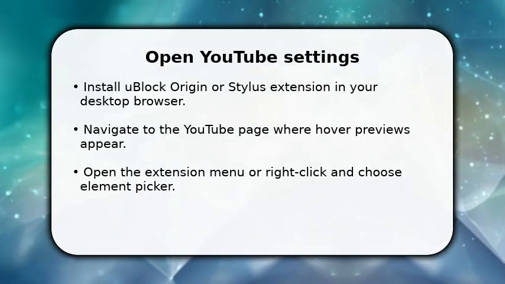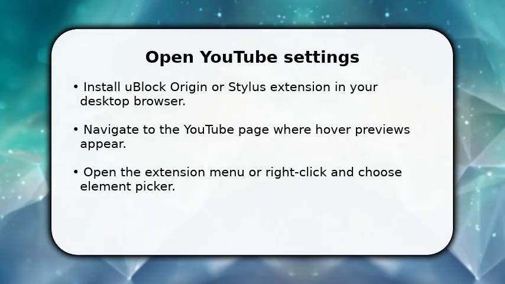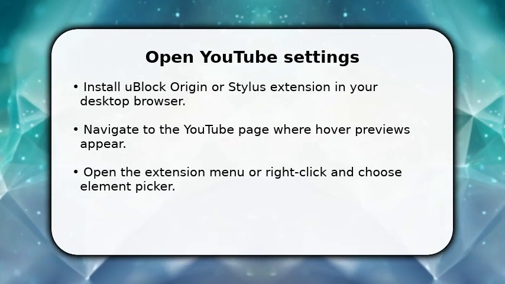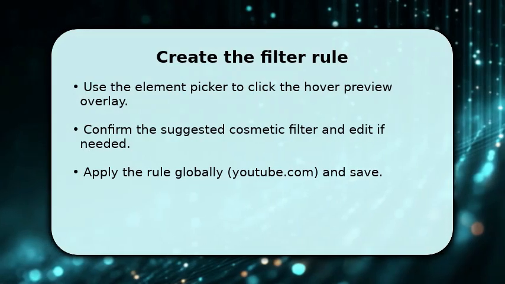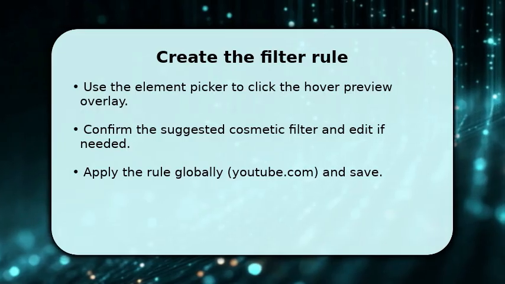This step locates the exact DOM element so you can block or override it. Don't skip straight to rules without picking the element first. Once you've selected the preview overlay, the extension will suggest a cosmetic filter string. Edit it minimally to scope to YouTube.